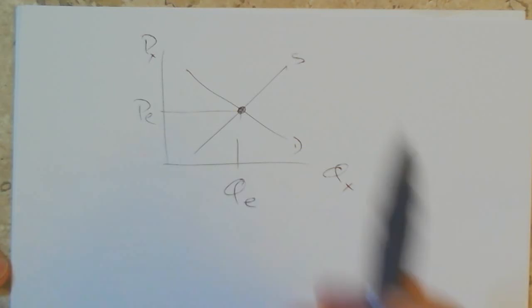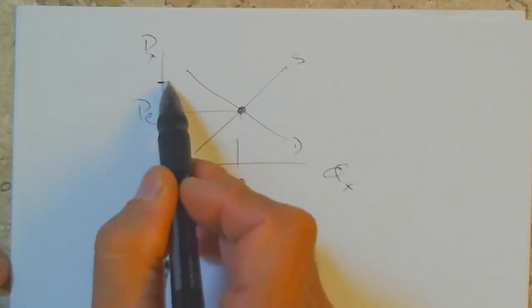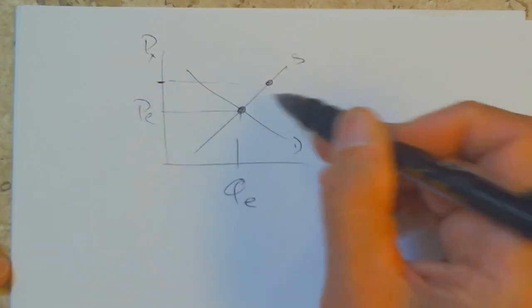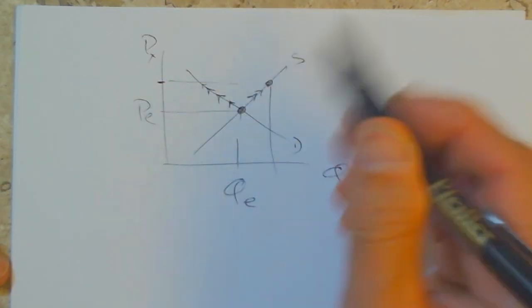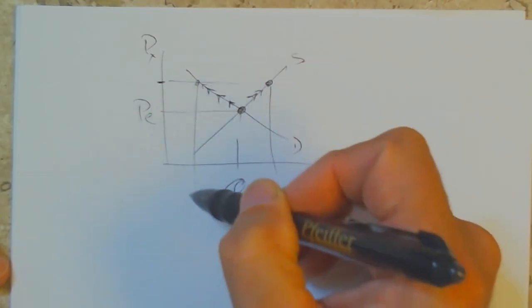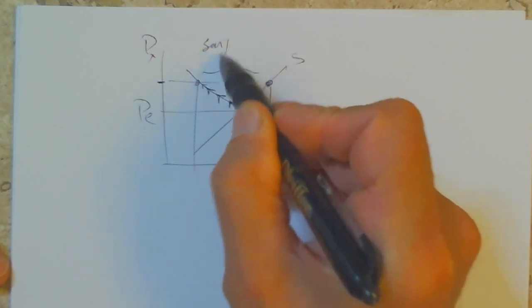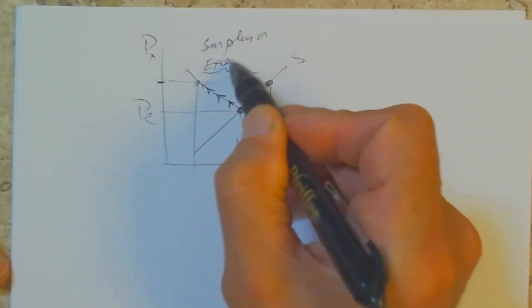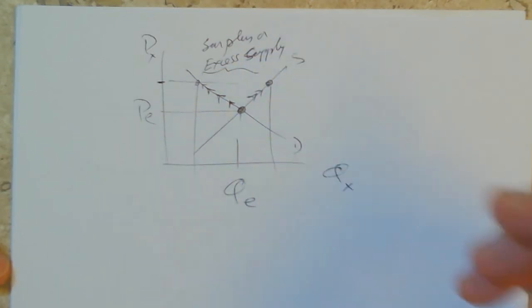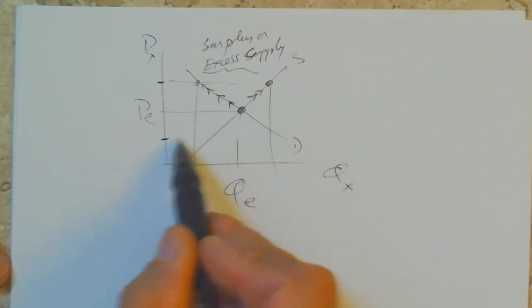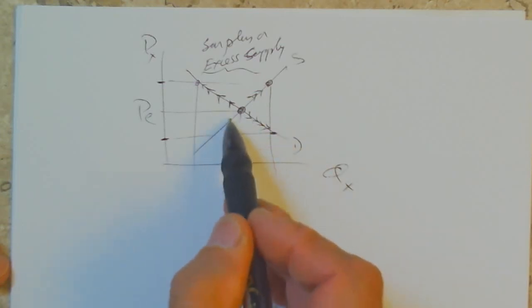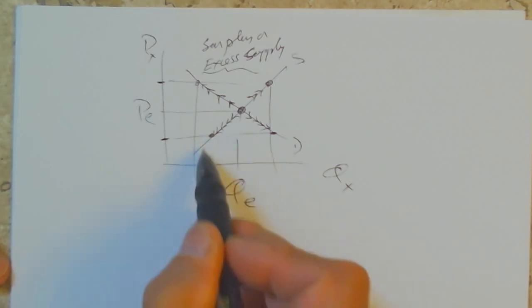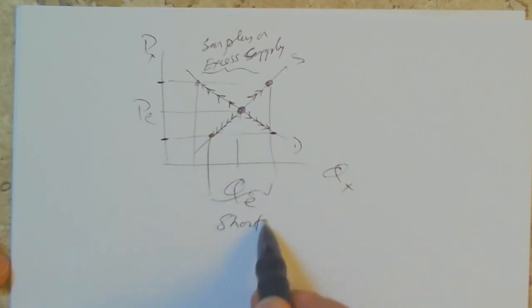So that's the idea. If the price is set above equilibrium, producers get excited at that price, they produce more. Buyers are discouraged, they cut back on purchases. So you end up with more availability than there's demand, so you get what we call a surplus or excess supply. If you set prices below equilibrium, buyers get excited and want to buy more. Sellers are discouraged, they cut back on production, so you end up with a shortage or excess demand.